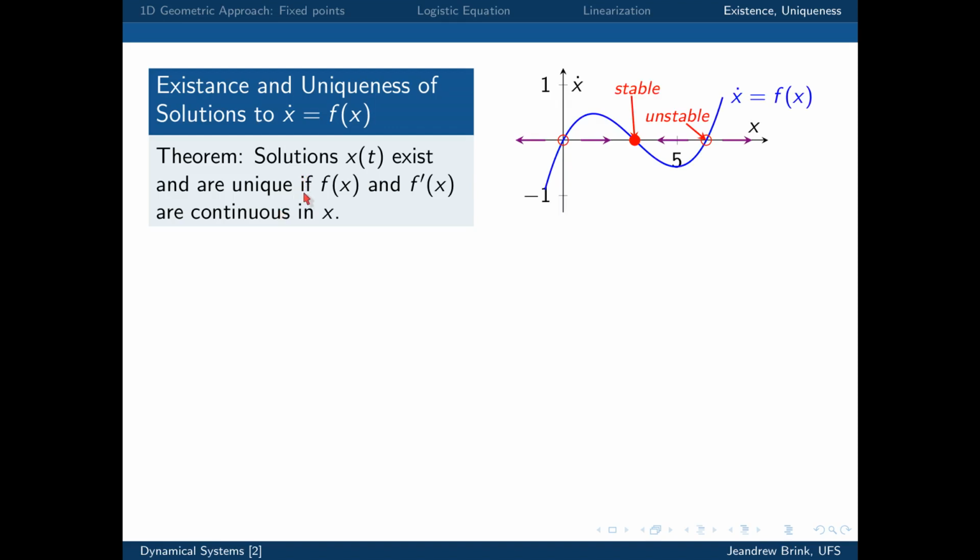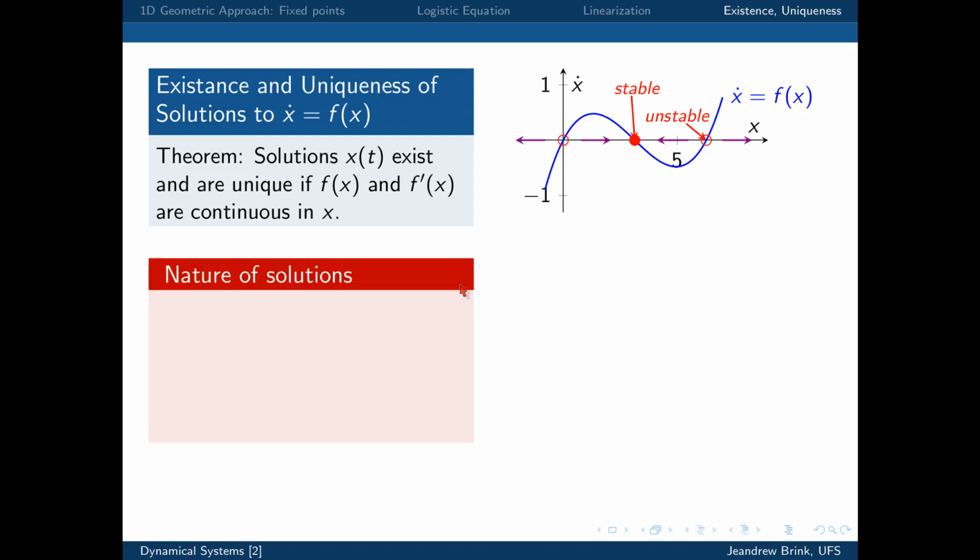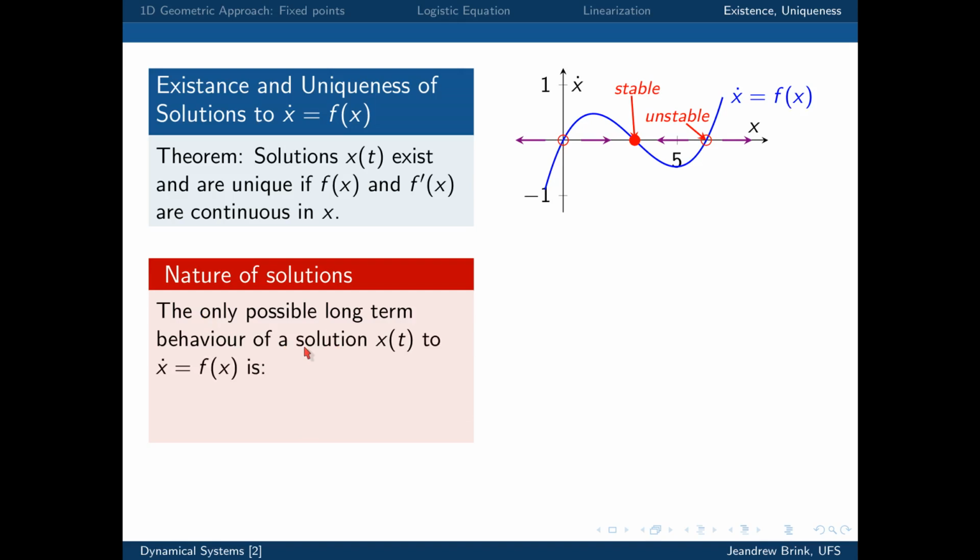The second theorem that we have comes from the graphical method, so I've just put up the picture over here. From this existence and uniqueness, as well as what we know about the graphical method, we can say more about the solutions. We can say something about the nature of the solutions. And what we can say is that the only possible long-term behavior for these solutions x of t is either to approach a fixed point or to approach infinity.